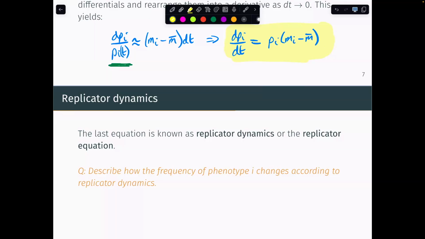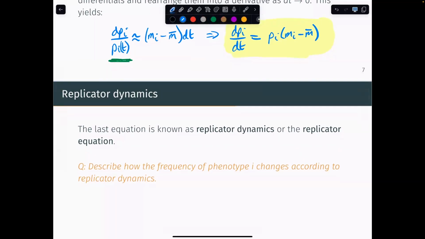Okay, so how would you describe how the frequency of phenotype i changes according to replicator dynamics? Well, this is what I just described. We're seeing that the rate of change of the frequency of phenotype i, or the per capita rate of change if we were to divide by pi, is just going to be equal to the difference between its per capita growth rate and the average per capita growth rate of the population.